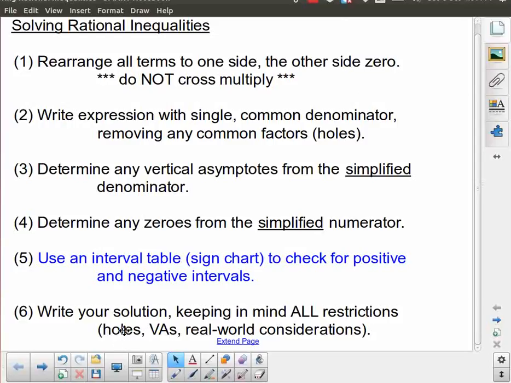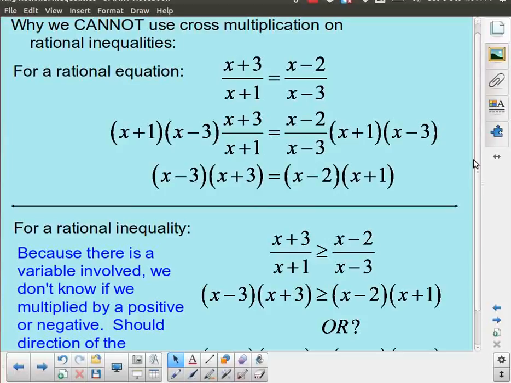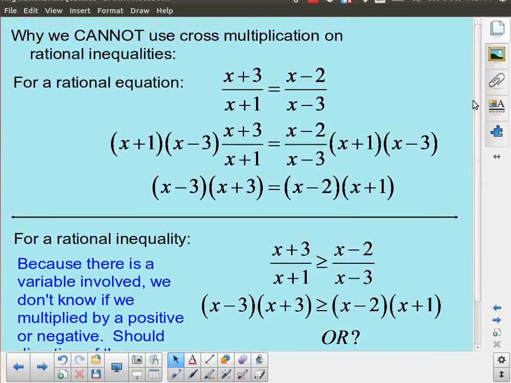When we write our solution, we have to consider the restrictions imposed by holes and by vertical asymptotes, and we also have to take into account any real-world considerations depending on the type of problem that it is. So let's go straight to it. And when I say straight to it, I mean let's not go straight to it.